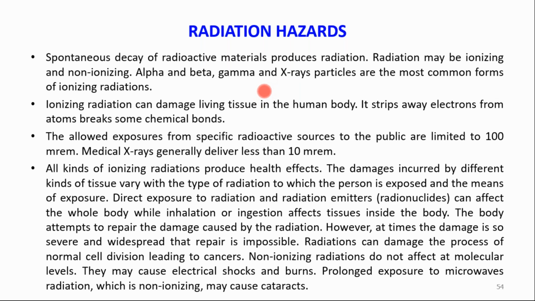So that may be ionizing radiation or non-ionizing radiations. Ionizing radiation can damage living tissues in the human body. It strips away the electrons from atoms and breaks some chemical bonds. The allowed exposure from specific radioactive sources to the public is limited to 100 mrem. Medical X-rays generally deliver less than 10 mrem, and all kinds of ionizing radiations produce health effects.